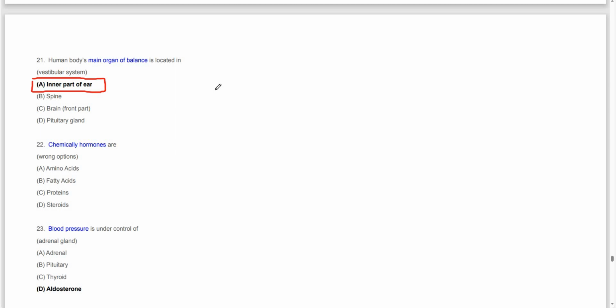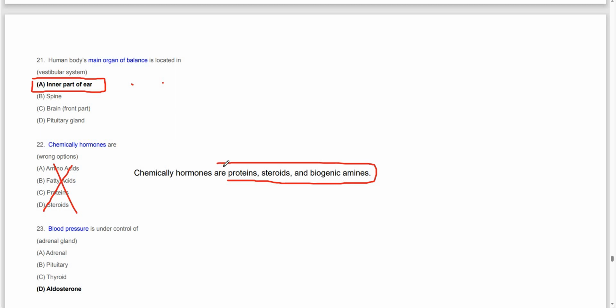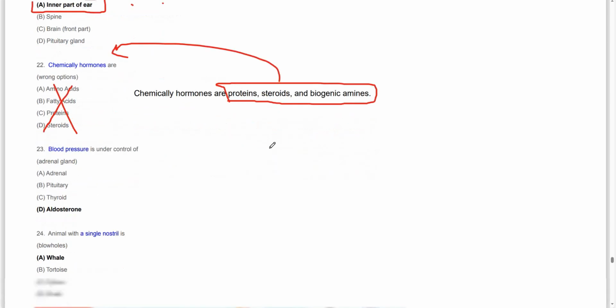Chemically, hormones are what? Here is the answer. Chemically, hormones are none of the others, but proteins, steroids, and biogenic amines. Chemically, hormones are proteins, steroids, and biogenic amines. Moving on to the next question.